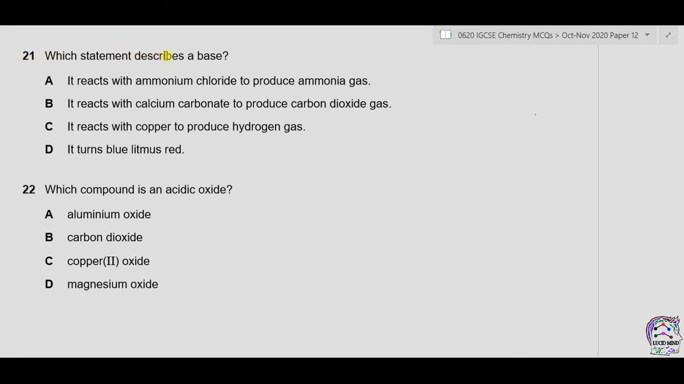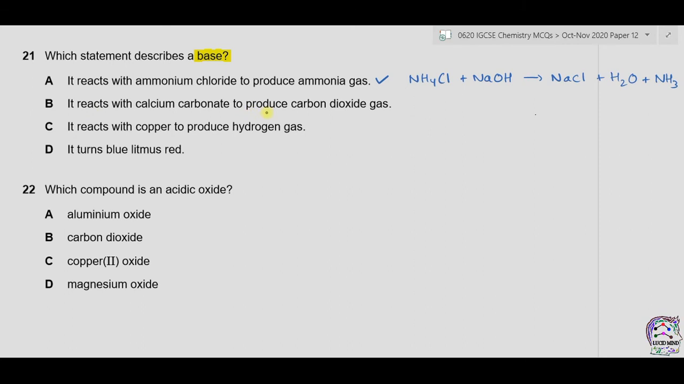Question 21, which describes a base. A. It reacts with ammonium chloride to produce ammonia gas. Now this is true because let's suppose we have ammonium chloride and it reacts with sodium hydroxide. It will produce salt, water, and ammonia gas is released.